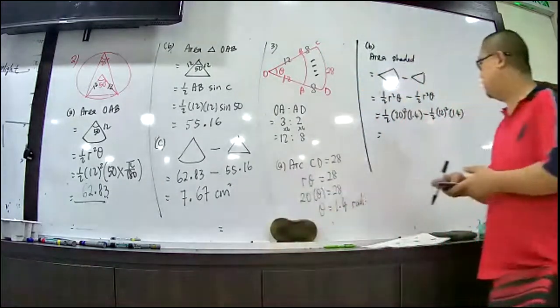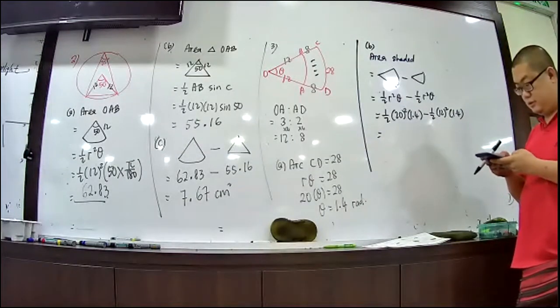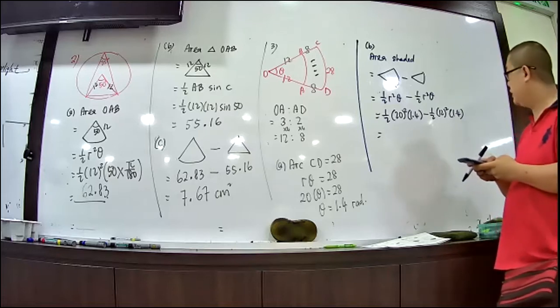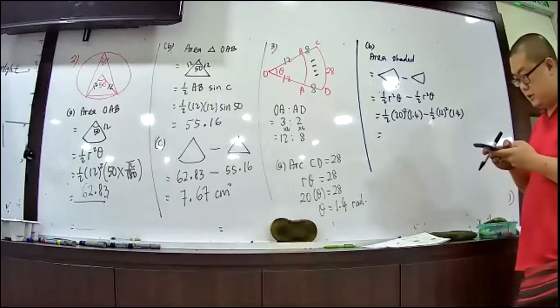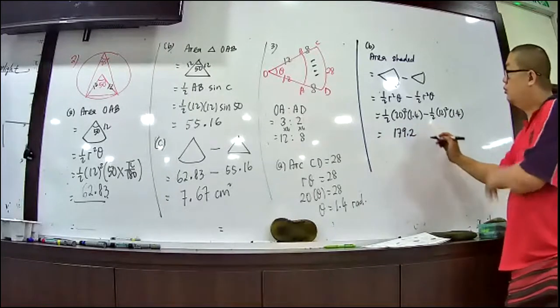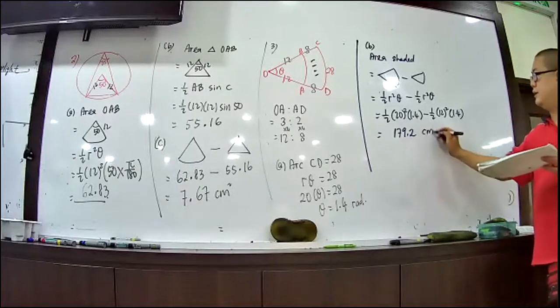So this one, 400 divided by 2 times 1.4, minus 144 divided by 2 times 1.4. So you're getting the answer 179.2 square units.